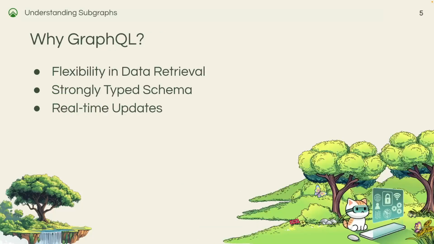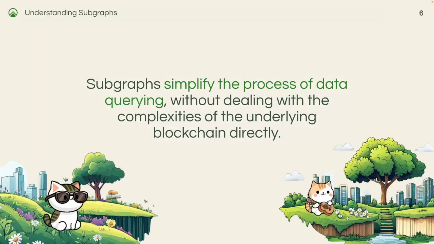Now, why are we using GraphQL? Well, first is the flexibility in data retrieval. GraphQL allows clients to request only the data they need. Next is the strongly typed schema. Queries are validated against a schema, ensuring consistent responses. And finally, real-time updates. Subgraphs enable applications to receive real-time data updates efficiently. Whether you're building a DeFi protocol tracking swaps and liquidity, an NFT marketplace monitoring sales, or a DAO platform following governance votes, subgraphs have you covered.